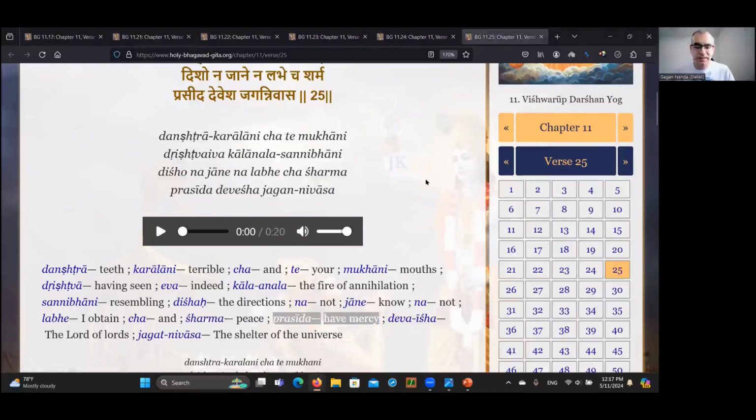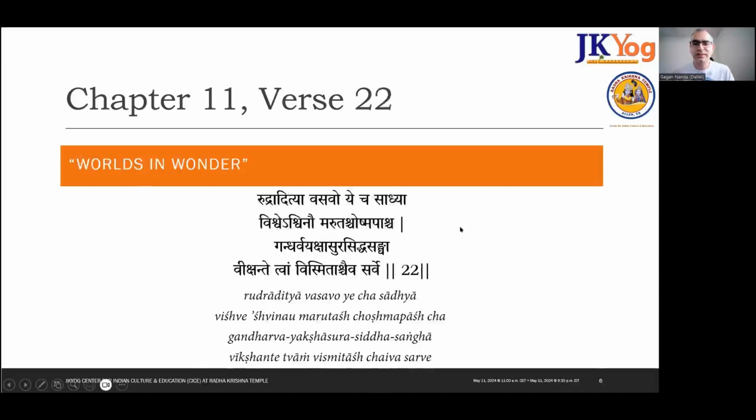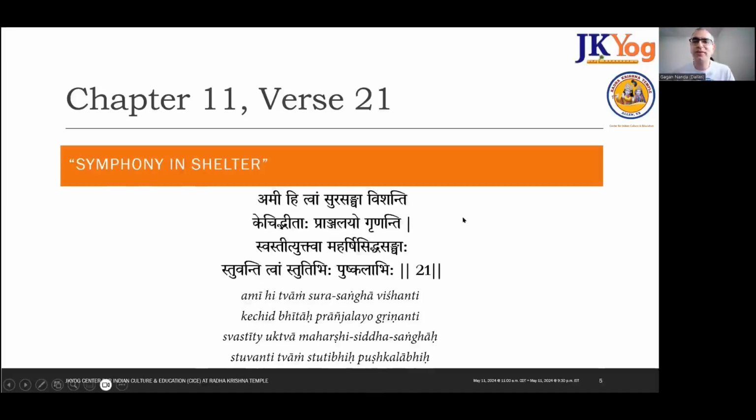Thank you, Mummy. So let's quickly look through the content of these 5 verses. Chapter 11, verse 21, the catchphrase here is symphony in shelter. As Mummy said, Arjun is seeing in that universal form of Sri Krishna that the celestial gods themselves are also taking Sri Krishna's shelter. Many times material people think that celestial gods are at the highest level, but that's not true. They themselves are the ones taking shelter of Sri Krishna, the absolute ultimate, the supreme.